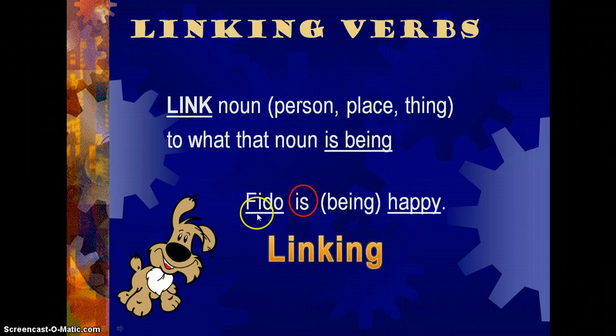So here, Fido is the noun, that's the person, place, or thing. Fido is, that's the verb. And then it's like saying is being happy, but the sentence then would really be Fido is happy. Is would be that linking verb. It's linking Fido to happy. Fido is happy. That's why it's called a linking verb.